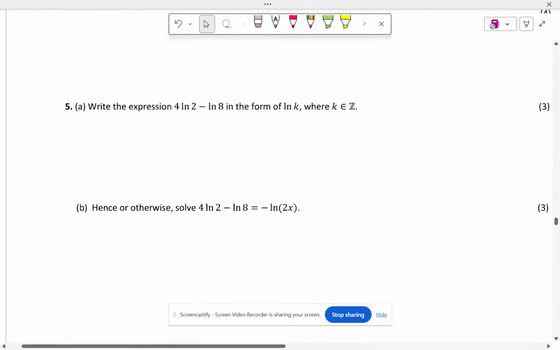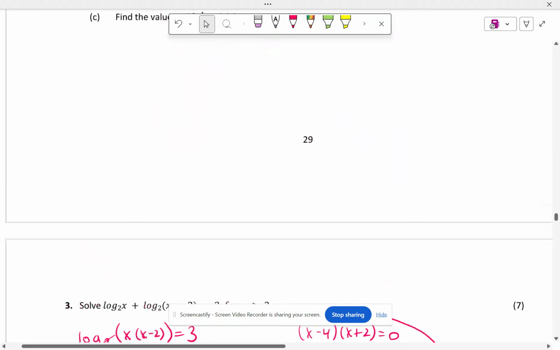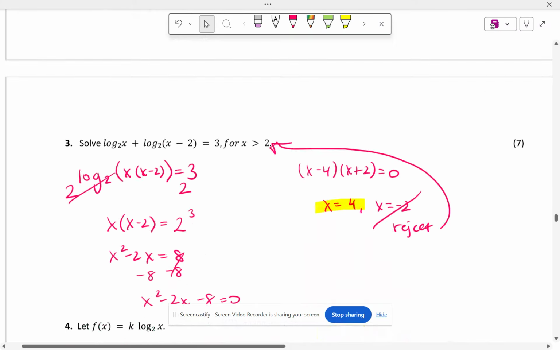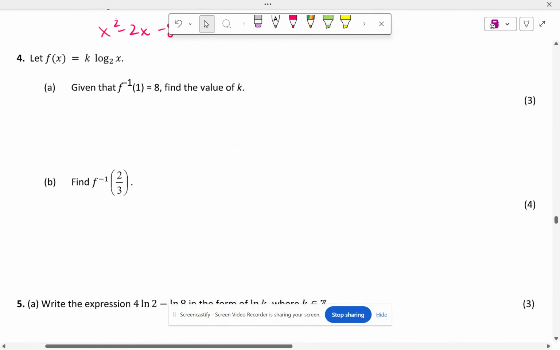Otherwise, I feel like we could probably figure these two out on our own. The ones I wanted to do with you were 4. Okay, so let's read question 4.